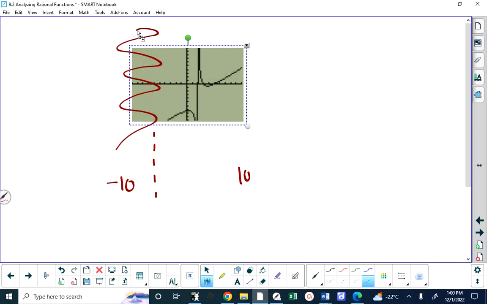The other thing is I can see a lot of stuff here, but over here I'm missing out on some things. Like maybe I want to see what's happening a little bit lower. So again, when I go Zoom Standard, this is -10, this is 10. Maybe I should look for y down to -15 or -18.